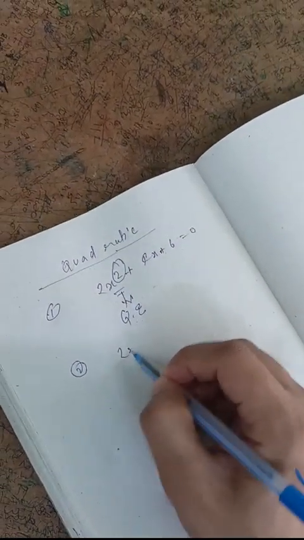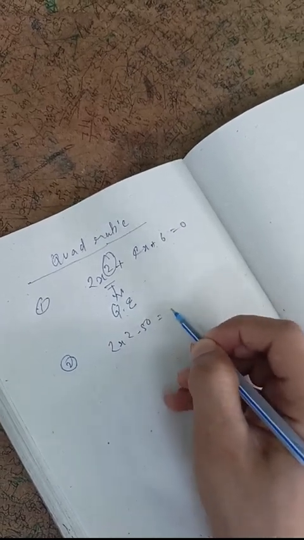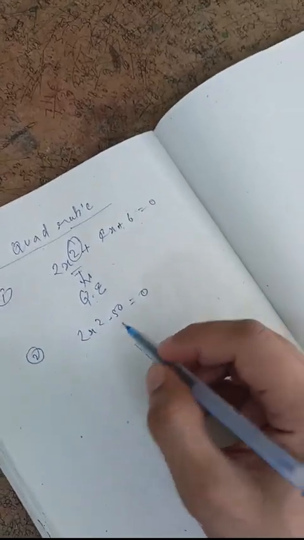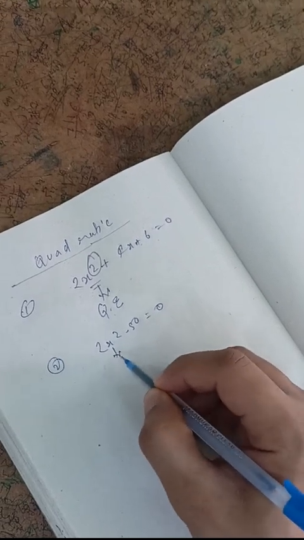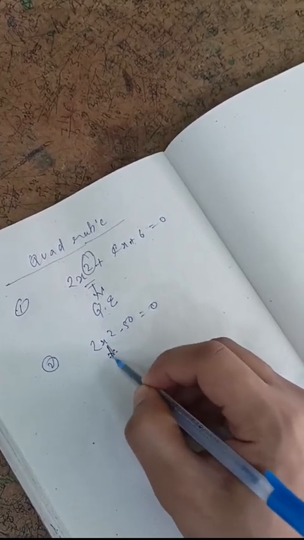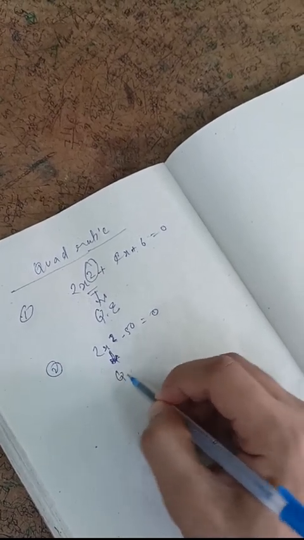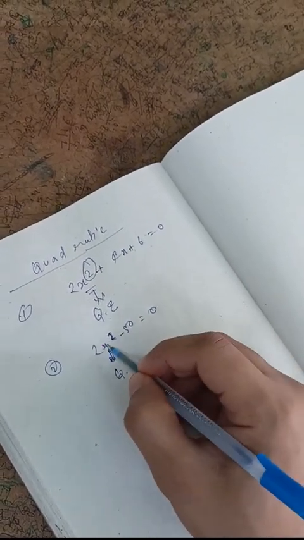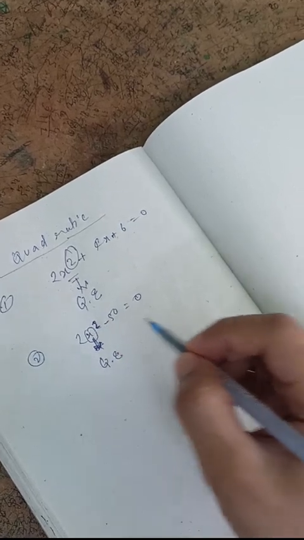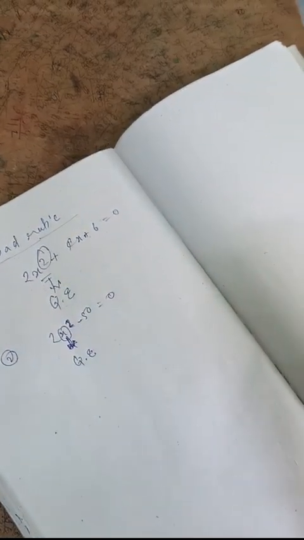The second example: suppose there is another example, 2x square minus 50 equal to 0. When we see this variable x square, this variable has a power of 2, which means this is also a quadratic equation. Like that, when any variable has a power of 2, that is called a quadratic equation.